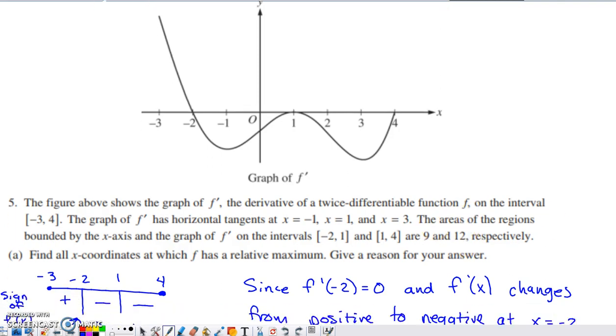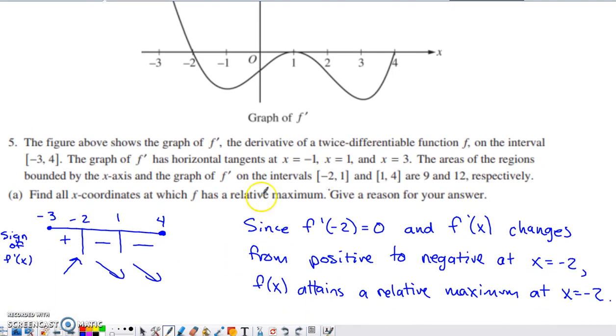What they ask us to do in part A is find all of the x values where we have a maximum. Now that's on f, right? That's not on f prime. And then as always, give a reason for your answer. So, anytime you're trying to identify where you have a relative max, you've probably built that conclusion by using a sign chart. And it's a sign chart for f prime, right?